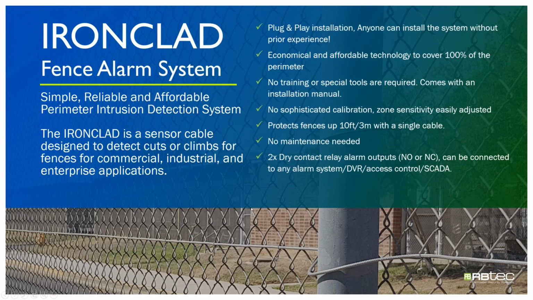So the main system that we're going to talk about today is the Ironclad. We call it a fence alarm system because, in simplicity, this cable that you see in the picture transforms any fence into a sensor that will detect cutting, climbing, jumping, and lifting of the fence. So it adds an ability to have an alarm system on the fence, and it can be connected to any burglar alarm or standard alarm system, just with dry contact outputs, normally open or normally closed. Therefore, it can be an addition to an existing system to allow perimeter security for a facility that currently doesn't have one.